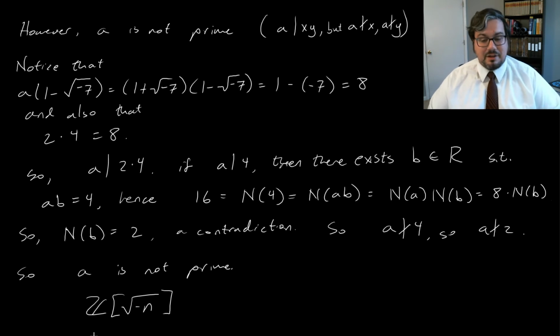As we see here, we have the element A, 1 plus the square root of negative 7, which is irreducible. It can't be broken up, but it's not prime because it divides a product without dividing either of the two factors involved. So we've got something that's irreducible but not prime. The question is, can we find something that's prime but not irreducible? And the answer to that is no.